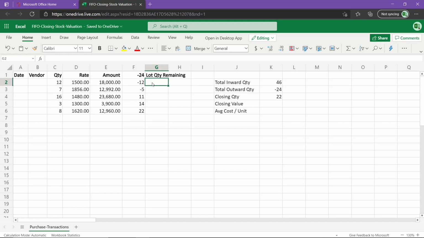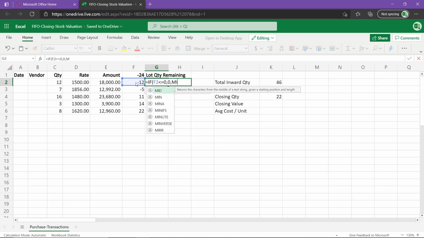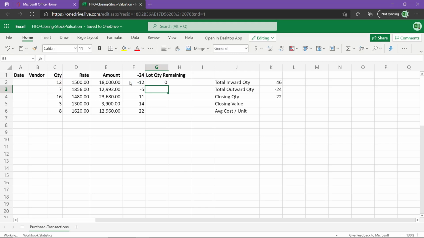Let us formulate this. If this cumulative quantity is less than or equal to 0, naturally this quantity is not there in our stock. So 0, comma, otherwise the lower of quantity purchased or cumulative quantity which is not exhausted. Bracket close. Let us extend this formula.